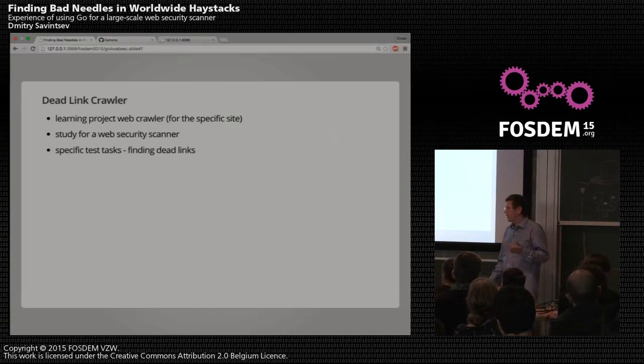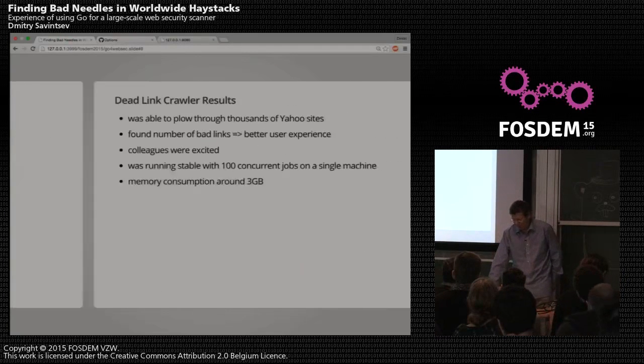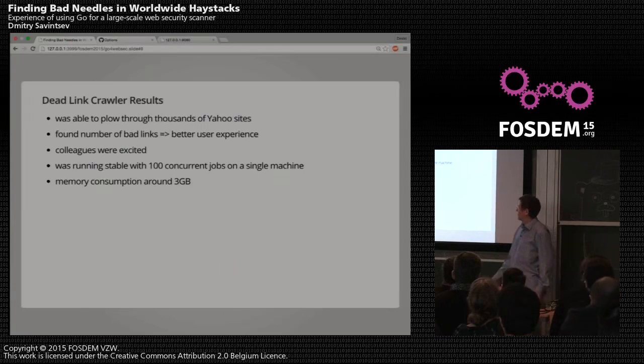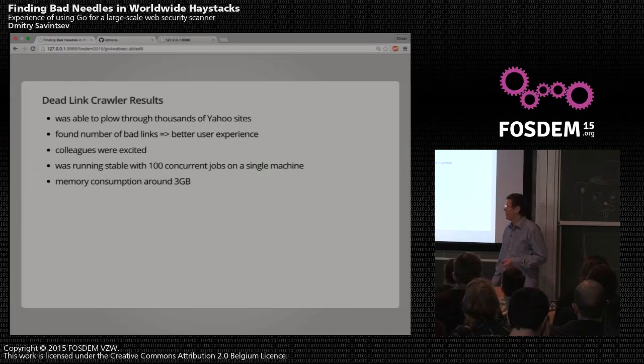And when you have lots of sites, they come periodically, and so it worked very well. It was able to plow through thousands of Yahoo sites. I made it specifically just for Yahoo.com and a couple of other domains like Flickr and Tumblr. It found a couple of dozen bad links that we then fixed, something like maybe 2 clicks from the home pages. It's hard to imagine how it could be found manually, so you need this kind of tool, and when they fixed it, it's a better user experience.